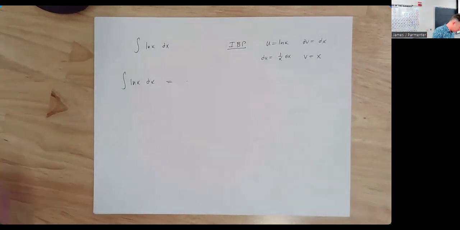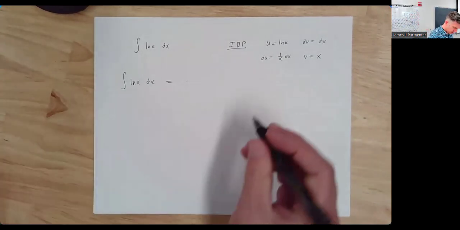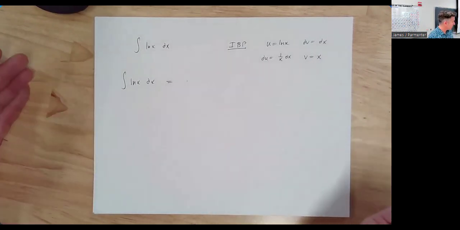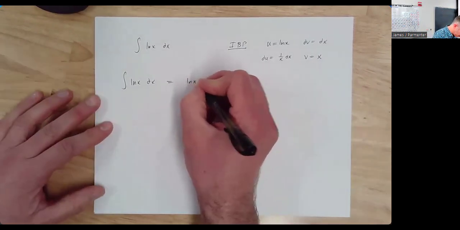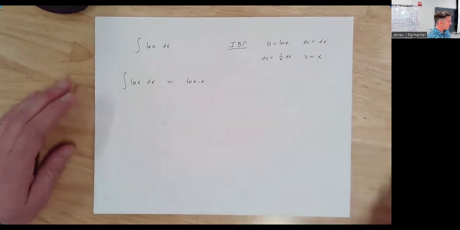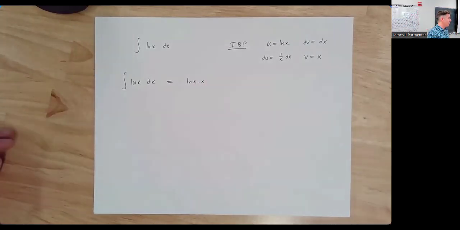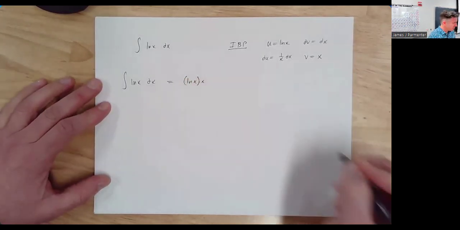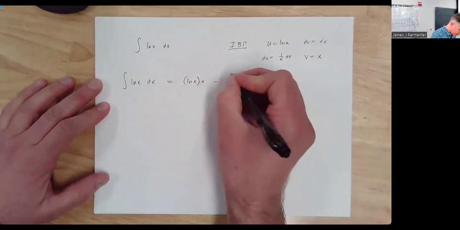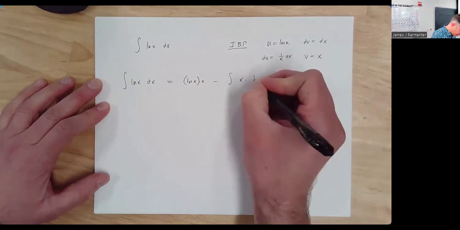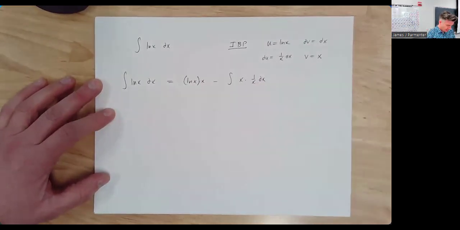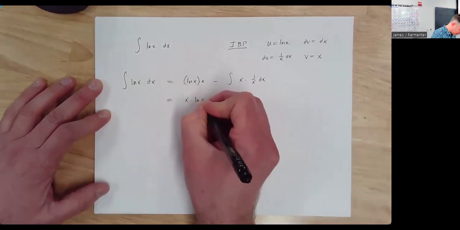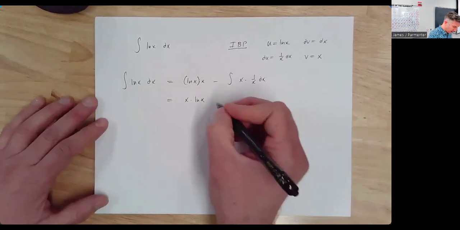Okay, what you should be writing or have written is u times v, so natural log of x times x. I would put the x in front, right? If you write natural log of x times x, it can be really easy to make some mistake like thinking that's natural log of x squared. It's not. The x and the natural log of x are completely separate from each other. Minus the integral of v times du. And then we're going to simplify. I'm going to rewrite this as x times natural log of x because that's the better way to write it.